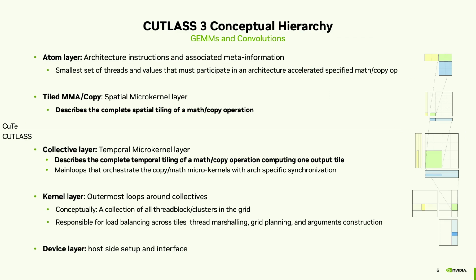On top of this, we build an abstraction that we like to call the spatial microkernel layer. That maps onto the CuTe tiled MMA and tiled copy. And they are intended to describe a complete spatial tiling of arbitrary math and copy operations within the atom layer. On top of this, CUTLASS builds a temporal microkernel hierarchy, which describes the complete synchronization and K-loop tiling of these spatial microkernels using architecture-specific synchronization primitives. On top of the collectives are the familiar CUTLASS 2 and CUTLASS 3 kernel layer and device layers that do all of the grid scheduling, load balancing, arguments construction, and kernel launch, etc.